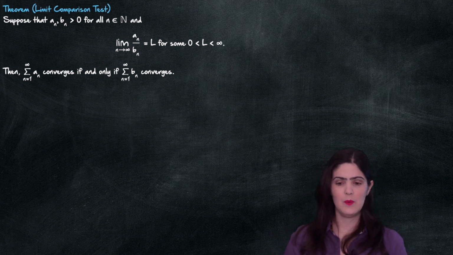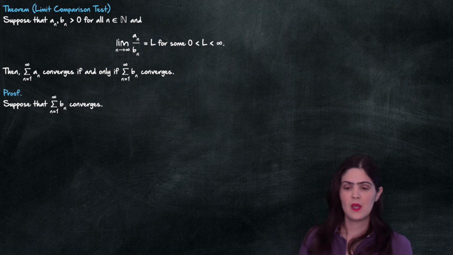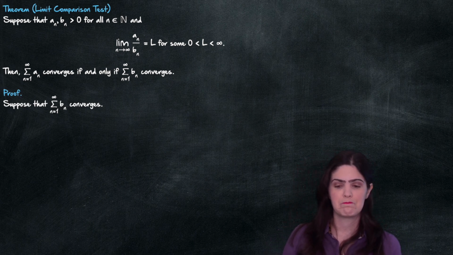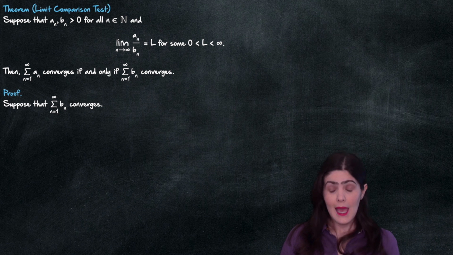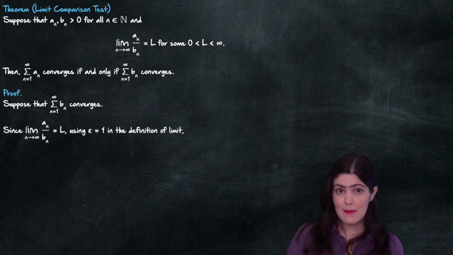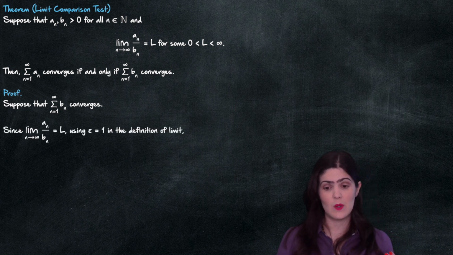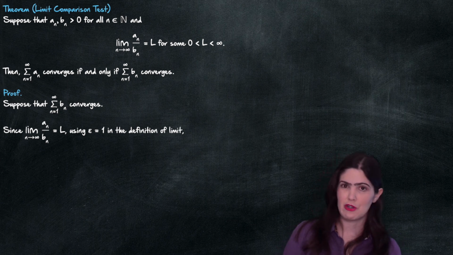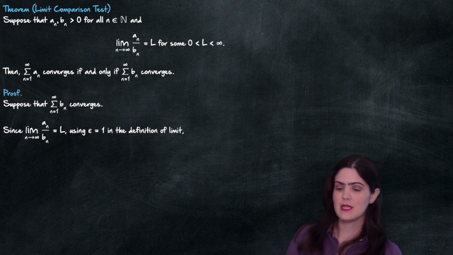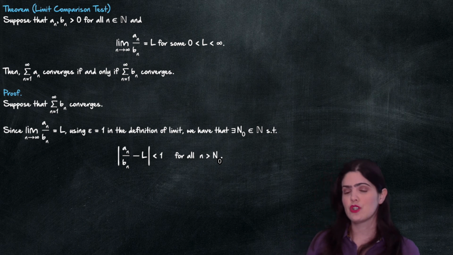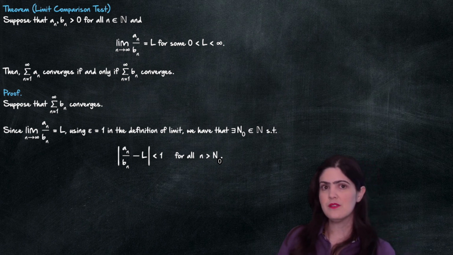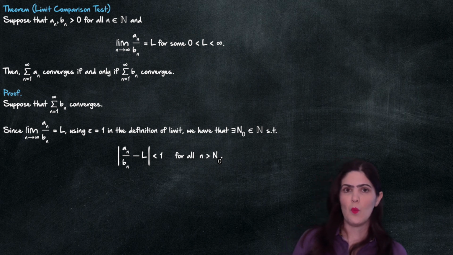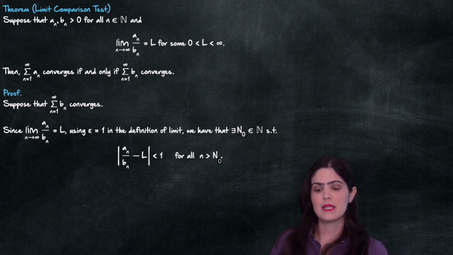So how can we study this? Well, we're going to assume that the series of the b_n's converges, and the limit of a_n over b_n is equal to L. I'm going to use epsilon equals 1 in the definition of limit. If I do that, I know that there exists an n naught such that the absolute value of a_n over b_n minus L is less than 1 for all n greater than n naught.